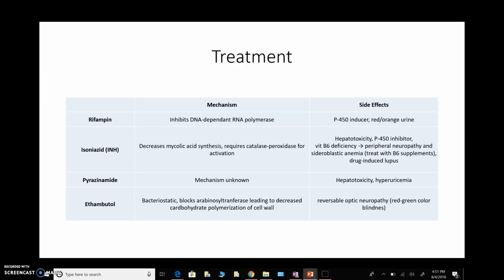So RIPE is your acronym for the medications that you're going to be giving for an active infection. And those are listed here. You might be familiar with these. What I put here is mechanism and side effect for each one. Probably the most important one is INH, the isoniazid. So remember that it decreases the mycolic acid synthesis, and it requires activation by catalase peroxidase. You'll oftentimes give them B6 supplements in addition with the isoniazid because of the vitamin B6 deficiency that they might acquire because of it. And the rest of them you can read here.